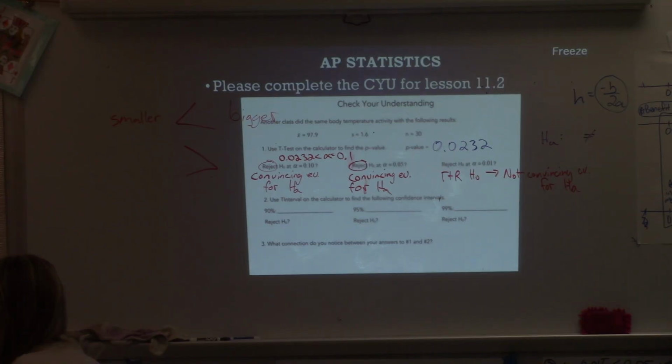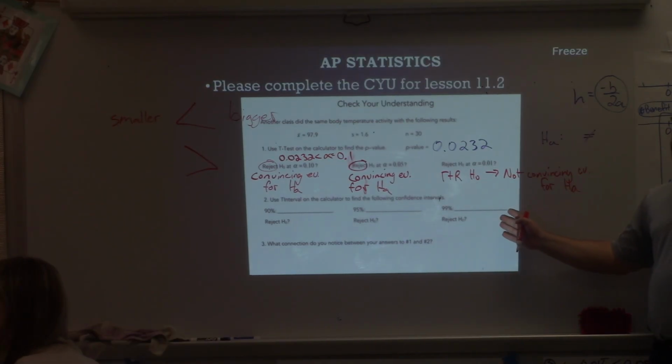One thing I want to make a note of really quickly: we always are using the phrasing convincing evidence. Does anyone remember, you might have seen it on progress check questions, another way to say convincing evidence? Statistically significant evidence. Convincing evidence or statistically significant evidence. You've probably seen that.